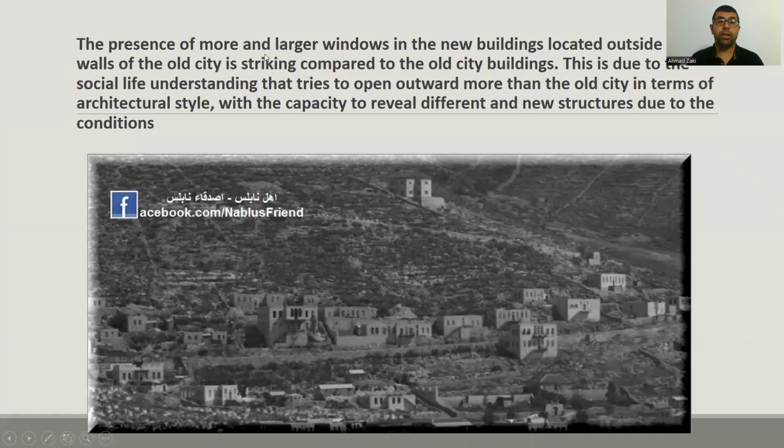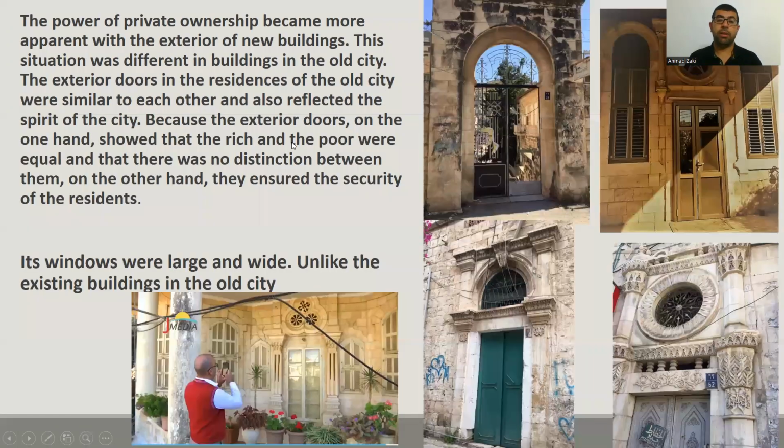The presence of more and larger windows in the new buildings located outside the walls of the old city is striking compared to the old city buildings. This is due to a social life understanding that tries to open outwards more than the old city in terms of architectural style, with the capacity to reveal different and new structure due to the conditions, as seen in the below photo.